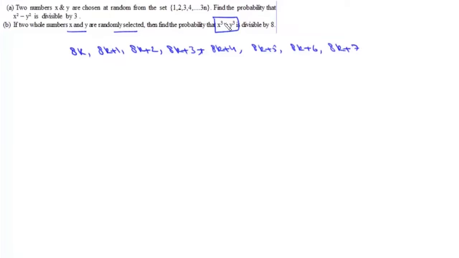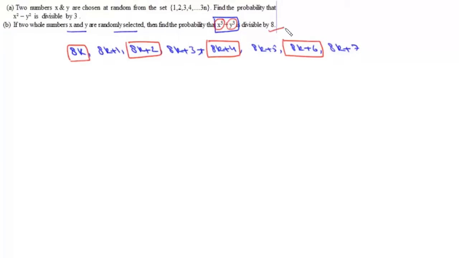Now if both x and y are even, then in that case x cube will be divisible by 8 and y cube is also divisible by 8. So if both of them are even, then in that case this number x cube plus y cube will be divisible by 8. So if we take all these cases when x and y belong to either of these 4, then this sum is divisible by 8.